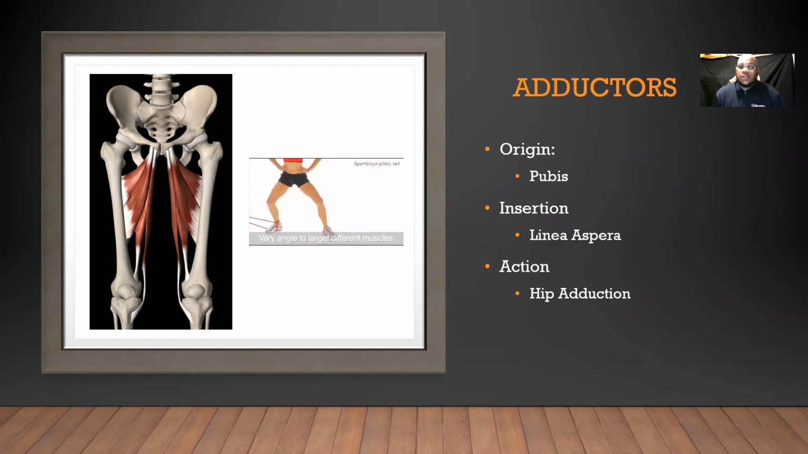As you can see here, she's moving her leg inward toward her body, which is going to be adduction of the hip.